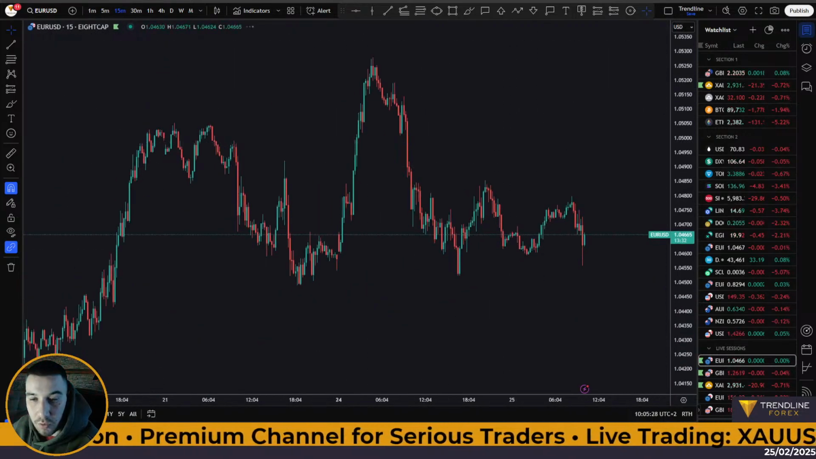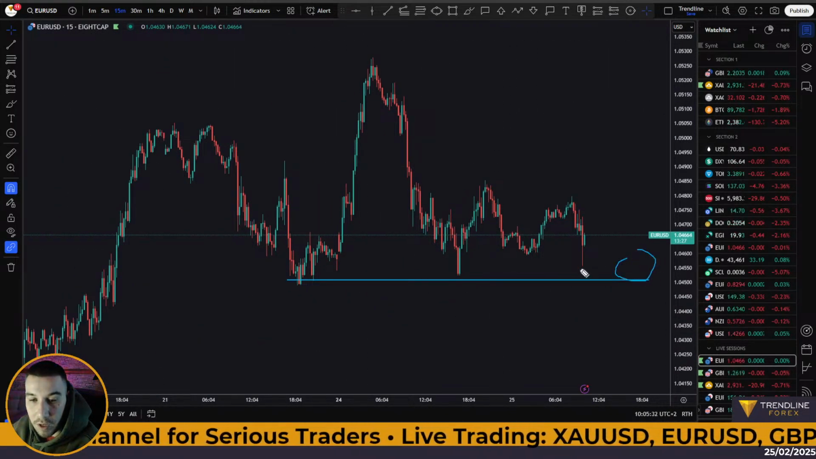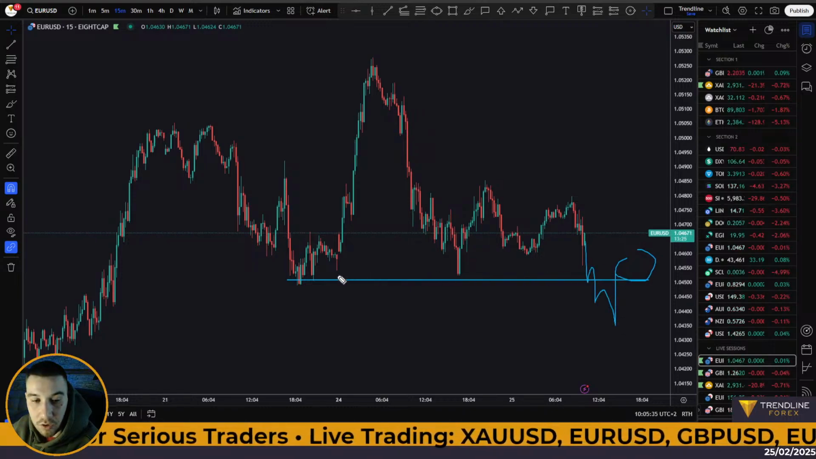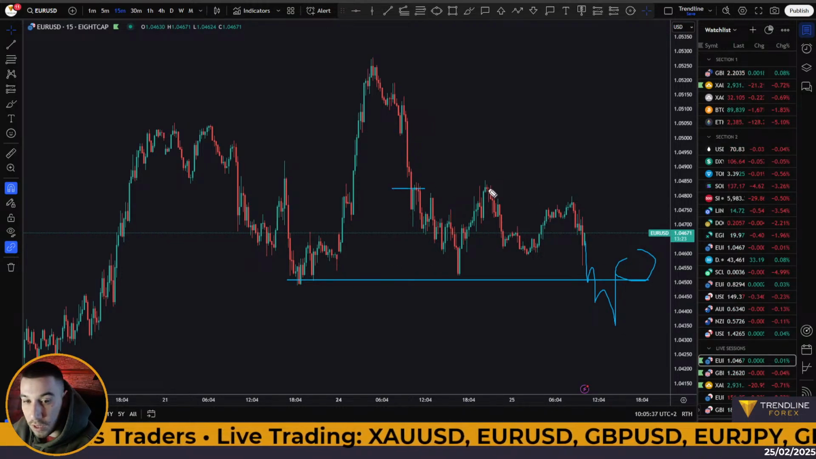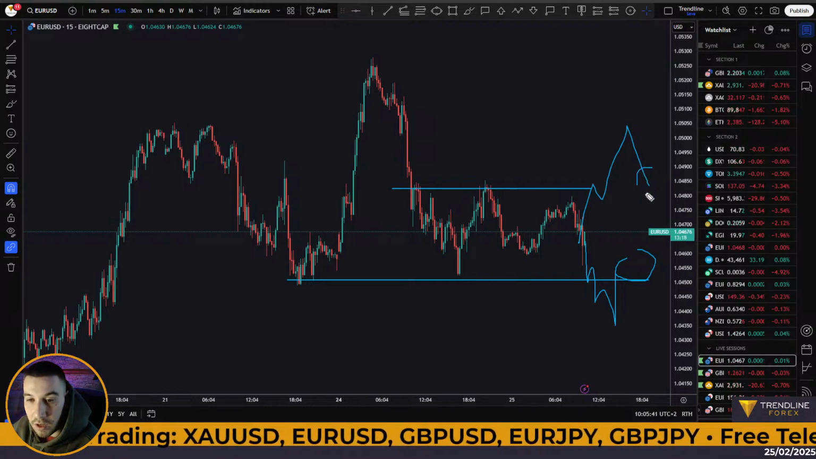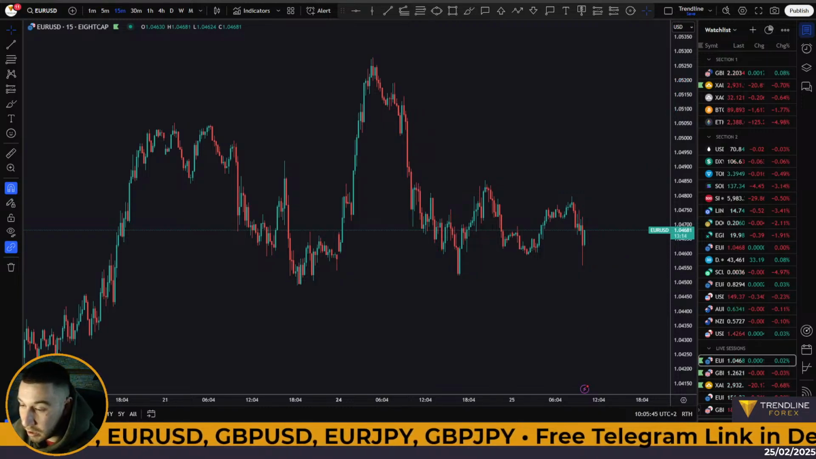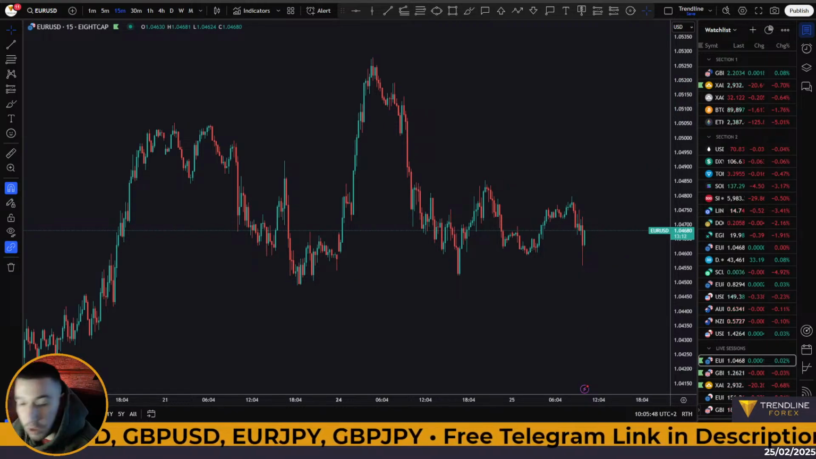Okay, so one way would be to enter down here, and that would be a better entry, but that's only if we take out that previous structure. If we don't, then I'm going to have to wait for the market to break above the current resistance, and then upon a pullback, I could potentially look for a buying opportunity. This is what I have on euro dollar.